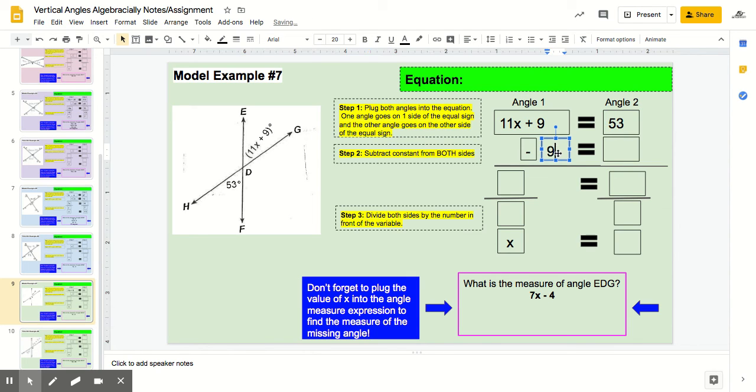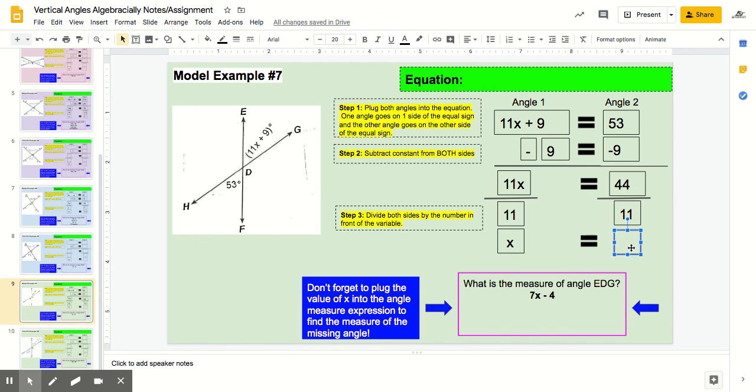Okay, so we're subtracting 9 on both sides of the equation. Bring down that 11x. Okay, the 9s are going to cancel each other out. 53 minus 9 is 44. Now I'm dividing by the number in front of the variable. I'm dividing both sides by 11. And now I simply have to divide 44 by 11, which gives us 4. So we know x is equal to 4.